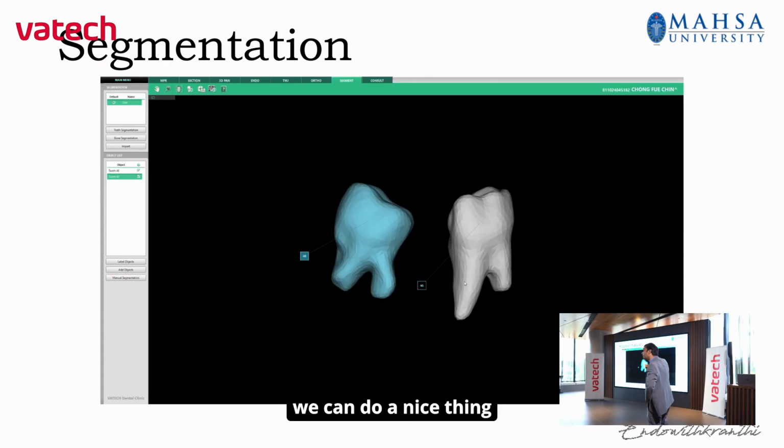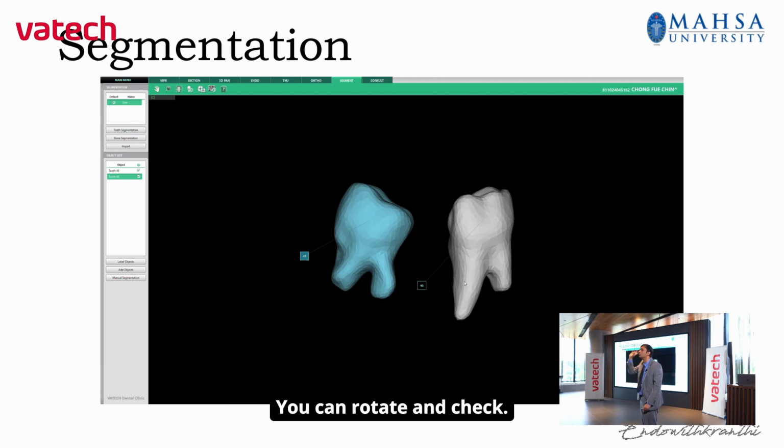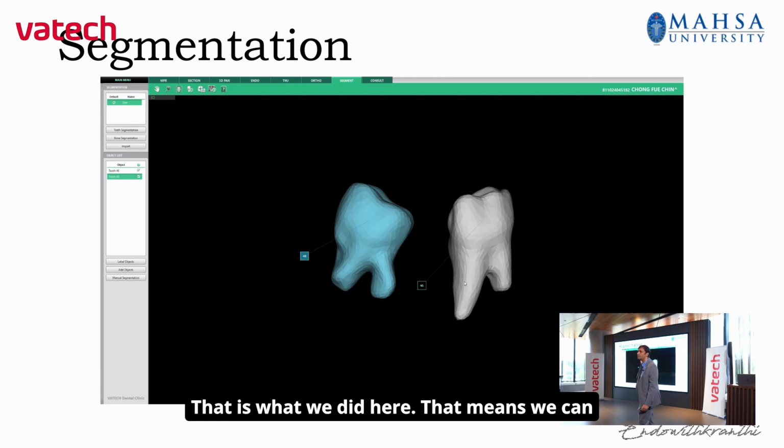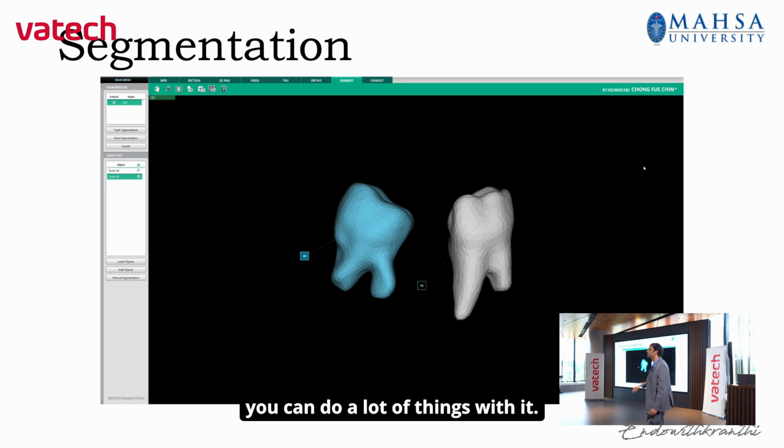So what we can do is, we can do a nice thing in this particular machine. Again, we do something called segmentation. You can take the tooth out and check how the tooth is. You can rotate and check. That is what we did here. That means we can take the bone out of it. You can color it, you can do a lot of things with it. So that's a nice feature in GreenX mode, endo mode.